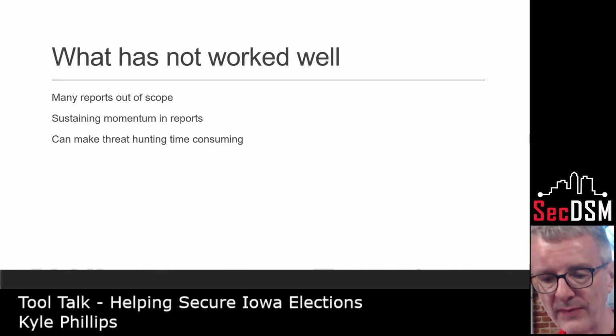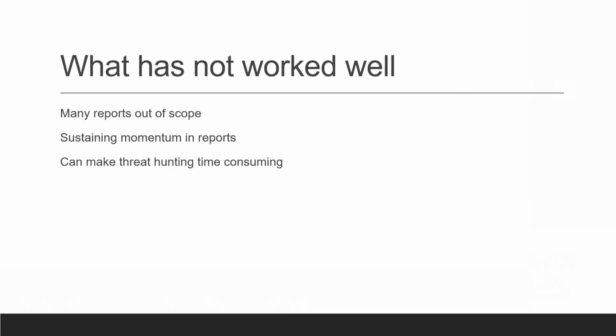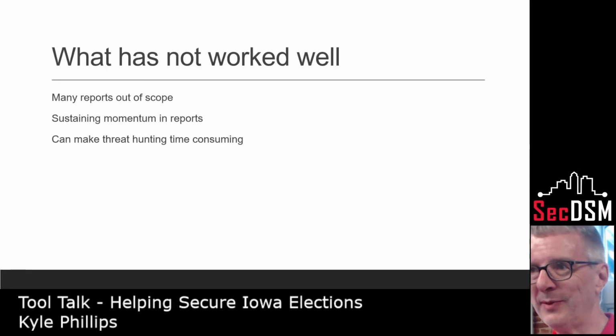What has not worked well? I mentioned earlier a bunch of submissions to our program have been out of scope. That kind of surprised us. I think maybe as many as a third of the submissions to our VDP have been out of scope. That's not necessarily a problem for us, but it can be a problem for other Iowa.gov domains who are now being hit with vulnerability scans and pen testing that they didn't ask for or invite. So there have been some issues. I know even in Ohio, they had some issues with security researchers attempting to participate in their VDP, but doing sites that were out of scope and causing denial of service problems for those sites. We haven't seen that in Iowa.